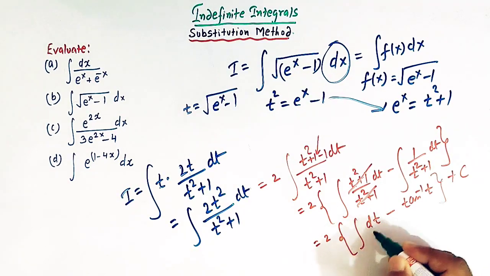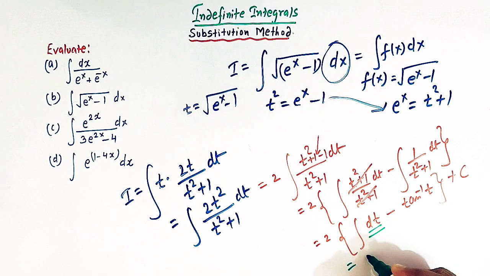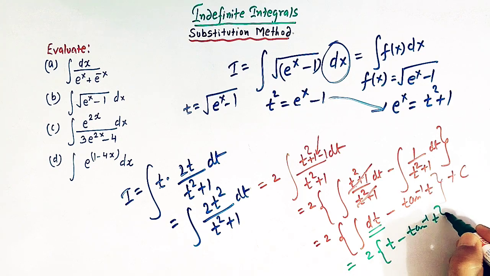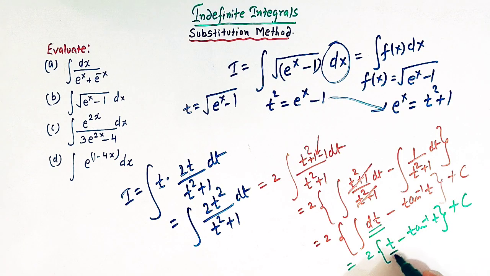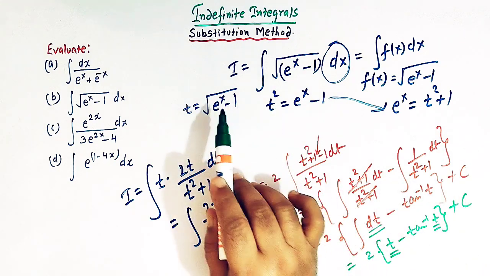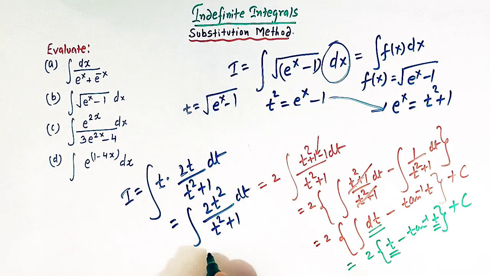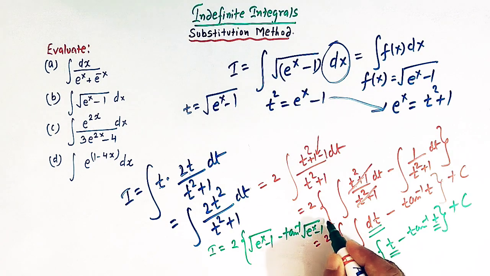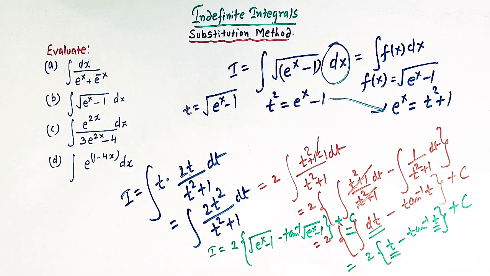Now the integral of dt is simply t. So we have t minus tan inverse of t plus c, and now replacing t by the square root of e raised to x minus 1. So the integral I is written as the square root of e raised to x minus 1 minus tan inverse of the square root of e raised to x minus 1, plus c, where c is the constant of integration.